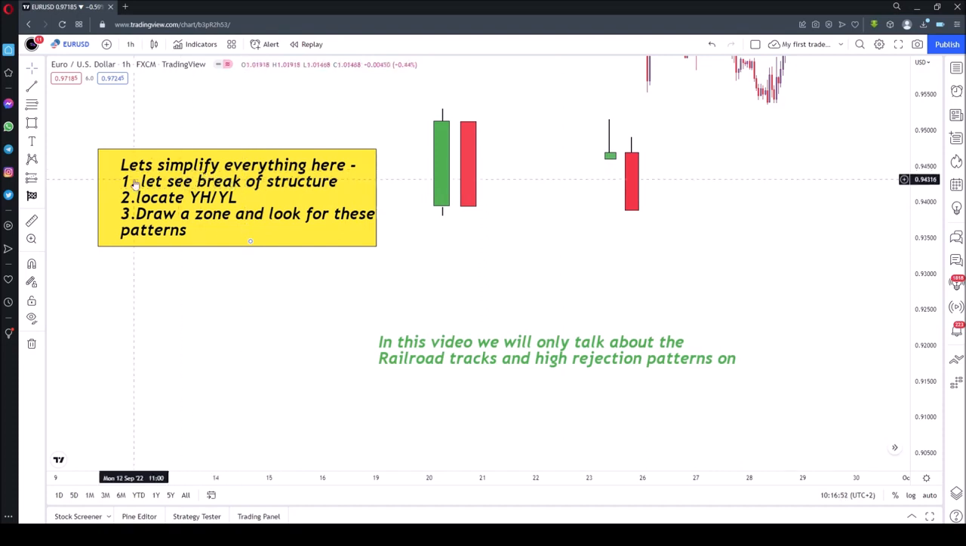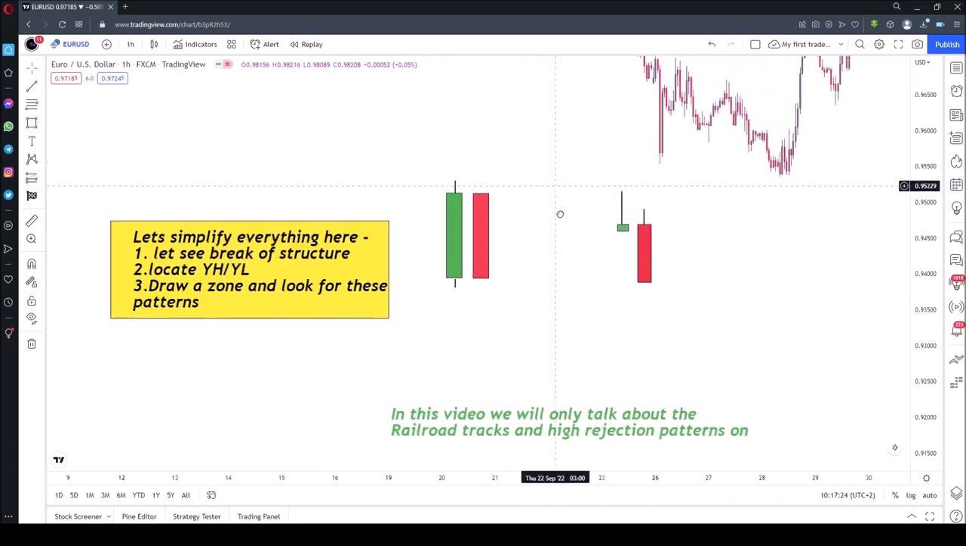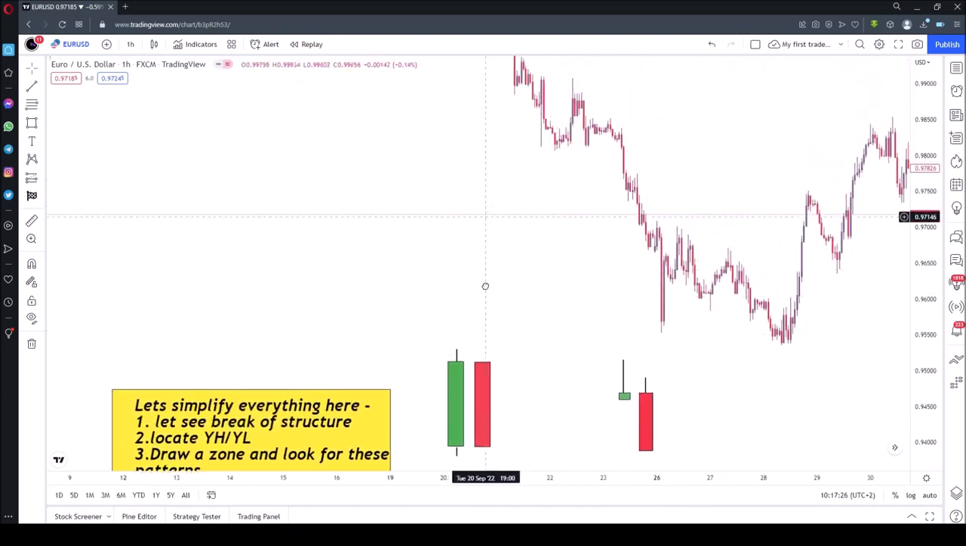We are definitely going to look for one, break of market structure. It is the one thing that gives us the bias of the market. Then number two, locate yesterday's high or yesterday's low. That is our region. And then from those points, that is where we draw a zone and look for these particular patterns in those zones. So as you can see, there are only 3 steps that you are going to be looking for: break of structure, yesterday's high, and create a zone to look for these patterns. Let's go over the charts so that we fully understand how it's done.